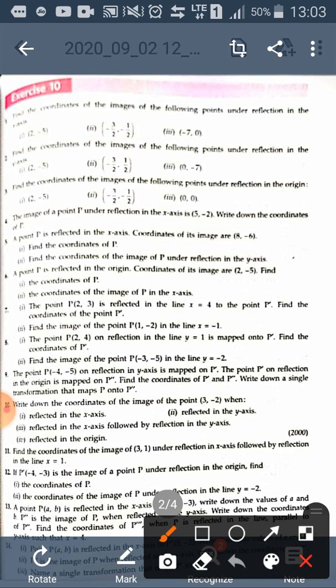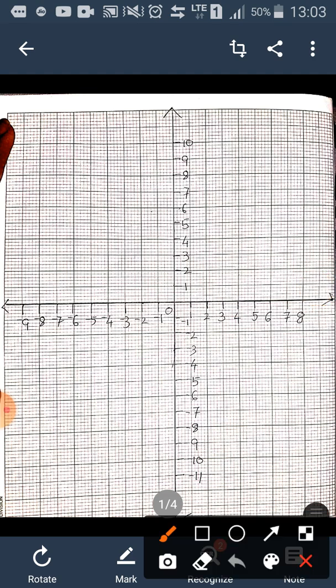Now we come to number 7 part 1, that a point 2 comma 3 is reflected in the line x is equal to 4 to point P dash. Find the coordinates of P dash. So let's come to this. A point 2 comma 3, which is this point, is over here. It is reflected along the line x is equal to 4. Here is your 4. So this is the line.